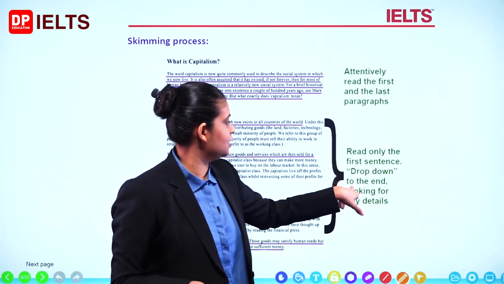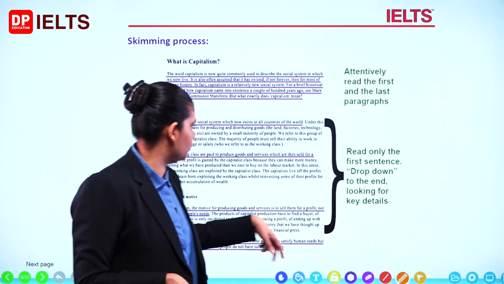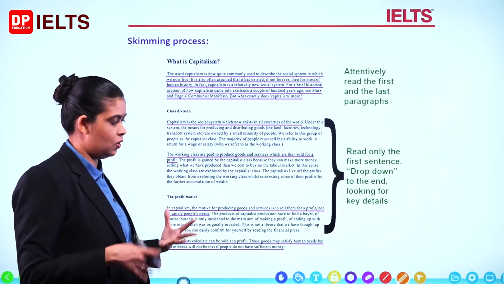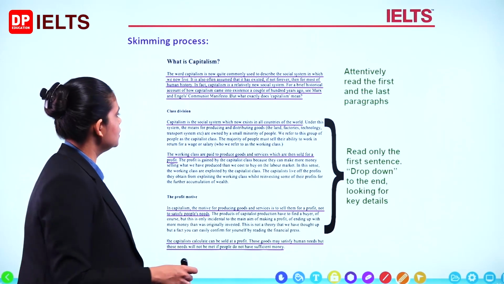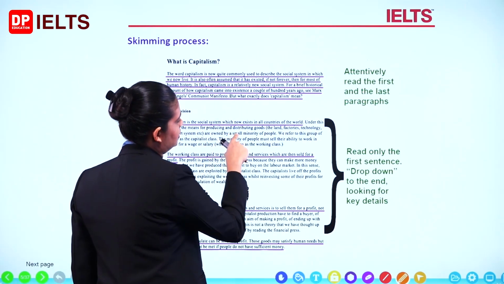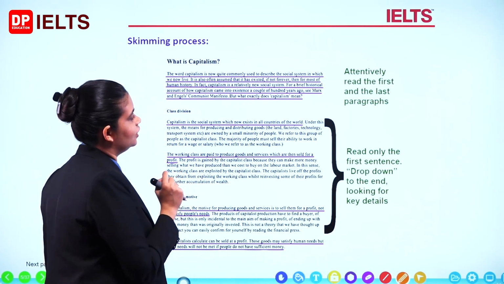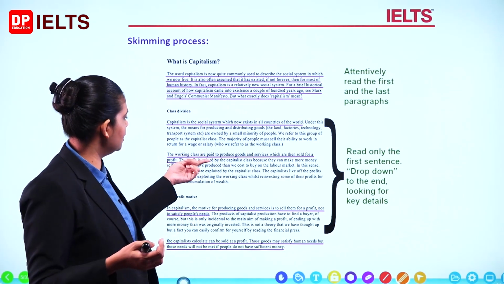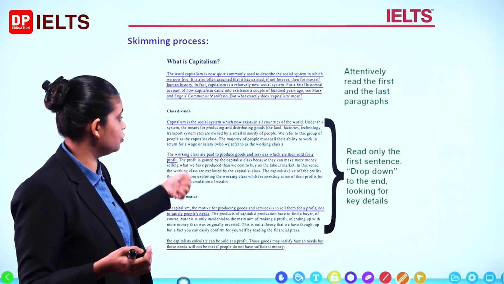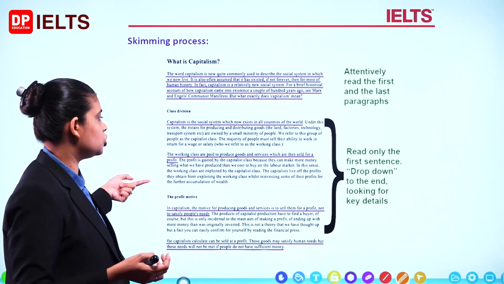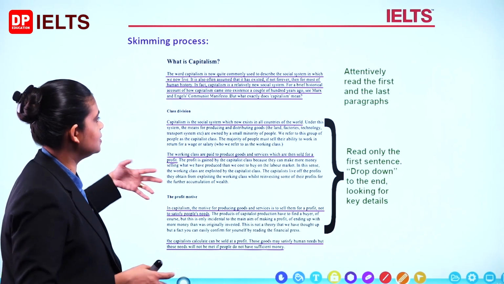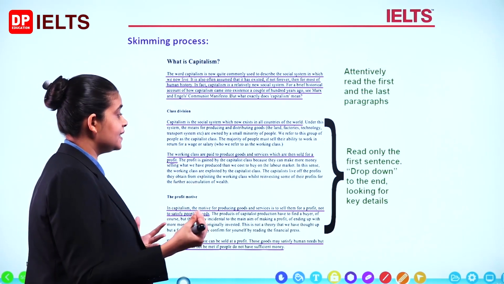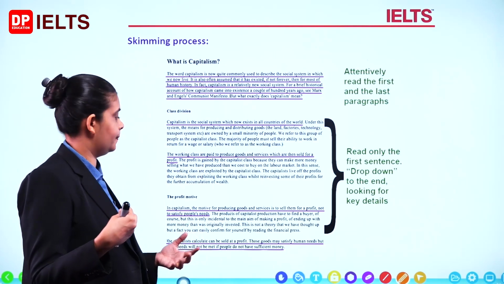So read the first sentence, drop down to the end looking for key details. So we go here first, and then right at the end just to see what this is about. Capitalism is a social system which now exists in all countries of the world. It's a social system. The working class are paid to produce goods and services which are then sold for a profit. People produce goods and services and they sell them so that they make a profit.